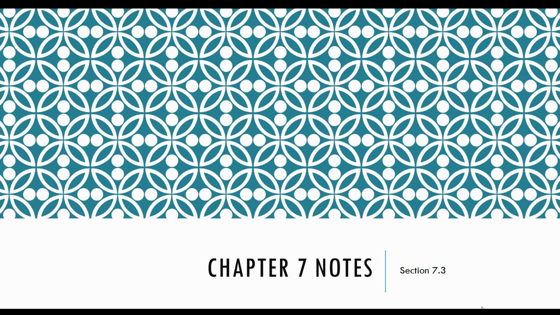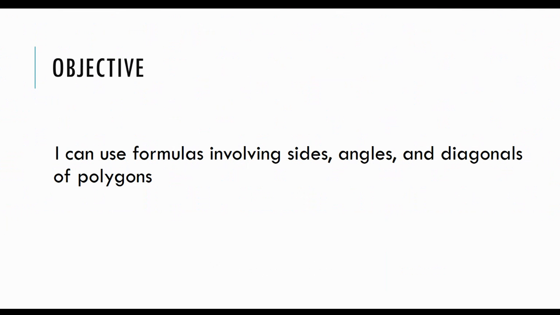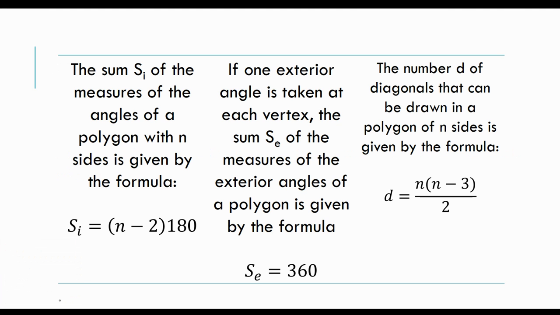Let's continue looking at section 7.3. So once again, we're going to use formulas involving sides, angles, and diagonals of polygons. So another refresher on what the formulas are. Remember, sum of my interior angles, n minus 2 times 180. All my exterior angles will always add to 360 degrees. And diagonals we get from taking n times n minus 3 and dividing by 2.